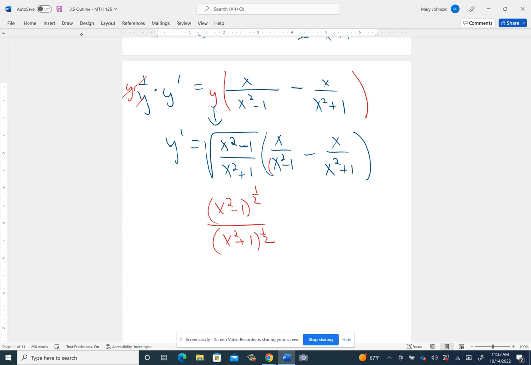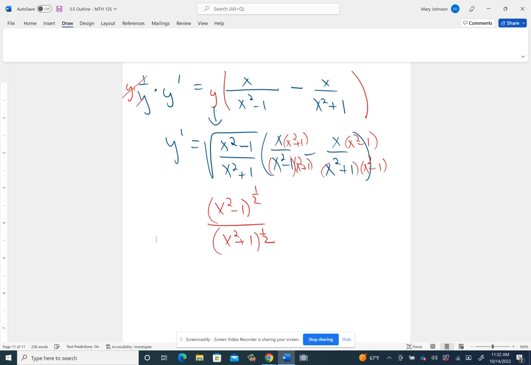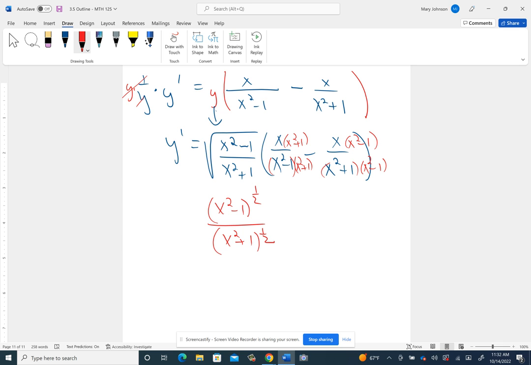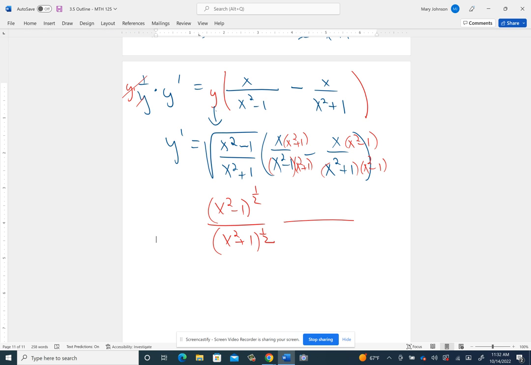Okay, and that you'd need a common denominator here. So you'd have to multiply by the x squared plus 1. Here you'd have to multiply by the x squared minus 1. Okay, then that would give you your common denominator. Okay, I'll just leave it red. So that would be the x squared minus 1 times the x squared plus 1 down there. This is the times in between.